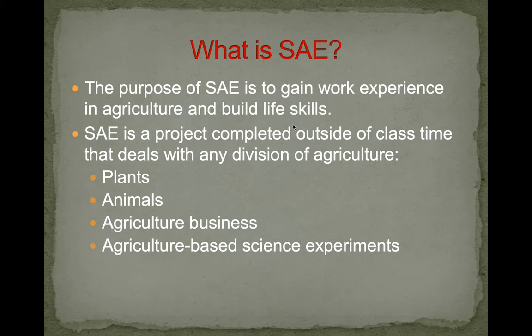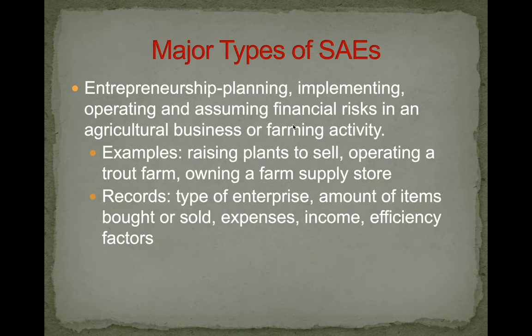So it can be any area of agriculture: plants, animals, businesses. You can also do a science experiment, and we'll talk a little bit more about that in just a few slides. There are different types of SAEs. The first type of SAE that was ever created was entrepreneurship.